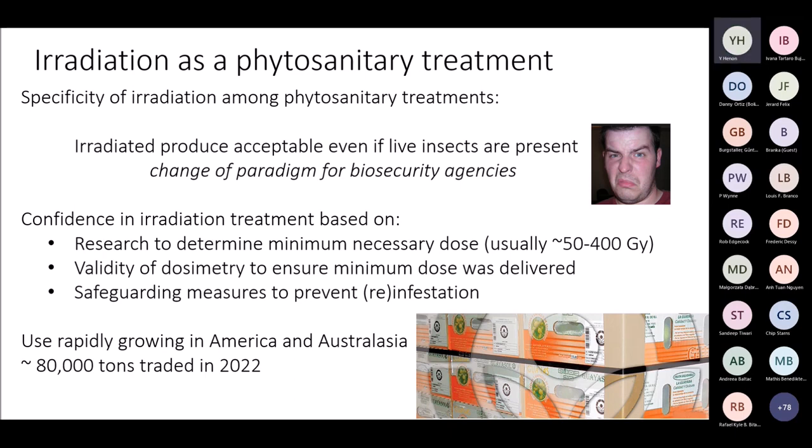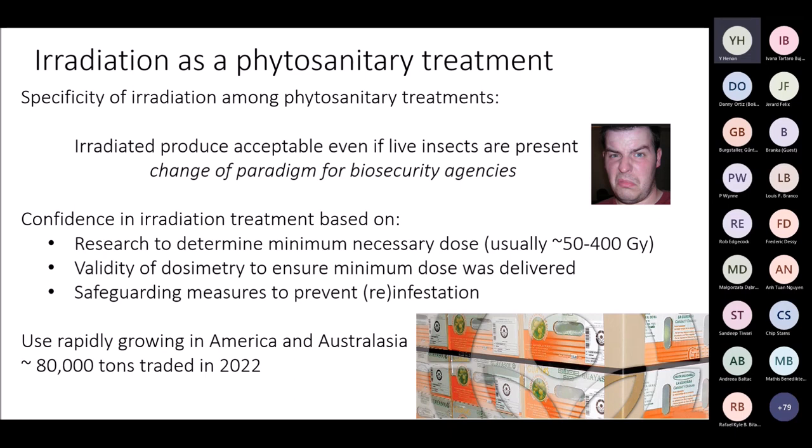So the fact that a product has been properly treated, but there are still live insects in it, is really a change of paradigm and a shock to many biosecurity inspectors, quarantine inspectors, because their background is that a product is okay if there is no live insect in it. And it's not the case with irradiation. So you can have live insects, but they will be sterile. And 20 years of experience have shown that this works indeed.